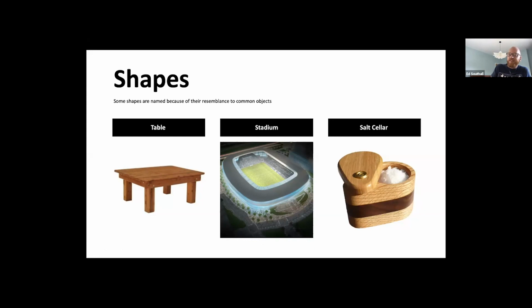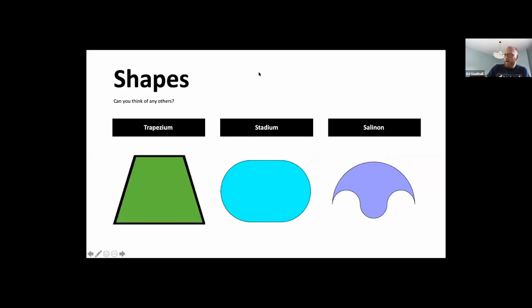In the meantime, while you're thinking about that, I will, spoiler alert, show you what these 3 shapes are. So one's named after a table, one's named after a stadium, and one's named after a salt cellar. Ta-da! We have the trapezium, which just means table. The stadium, which is just called stadium, which looks like this. This is a popular shape in GCSE maths. It's essentially a rectangle with 2 semicircles on the ends.